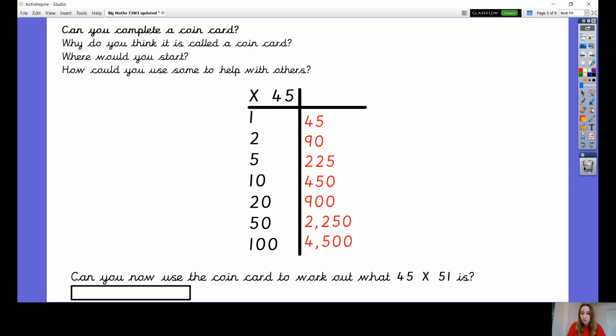Okay, so the question that I'm thinking about using my coin card today is, can I now use the coin card to work out what 45 multiplied by 51 is? Have a think about that and what strategy you might use. Which facts on your coin card might you use to find out 45 times 51?